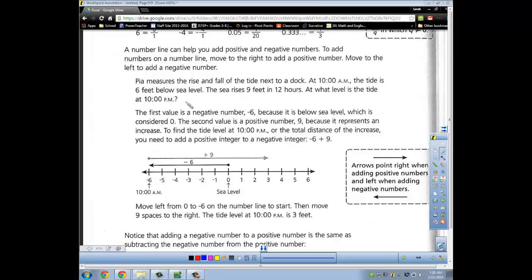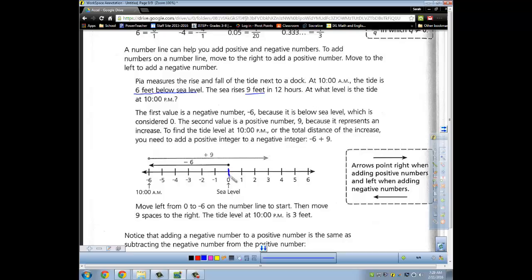So here they give us an example. It says Pia measures the rise and fall of the tide next to a dock. At 10 a.m. the tide is 6 feet below sea level. The sea rises 9 feet in 12 hours, and then they want to know where's the tide at 10 p.m. because that's 12 hours later.